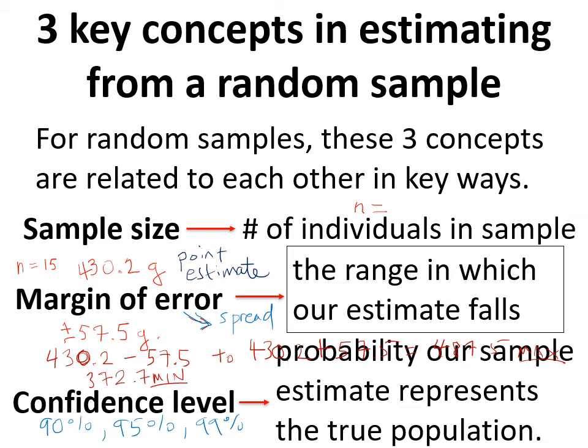And so we would say that if it were a 90% confidence level, we're 90% confident that the true value of the mean weight of frogs in this pond falls between 372.7 grams and 487.5 grams. So that's quite a bit of spread there. Let me talk about how those are related to each other.